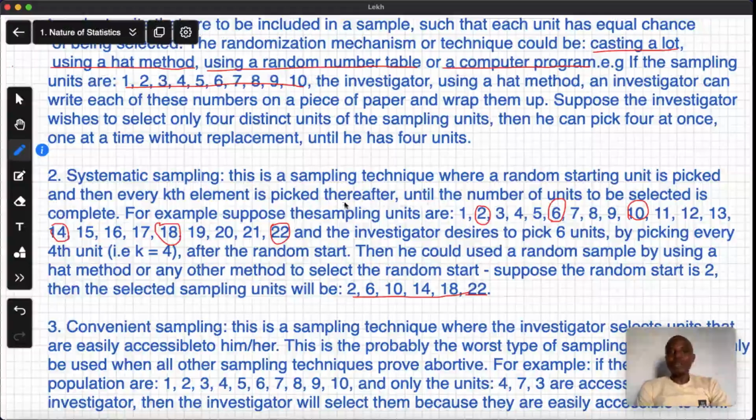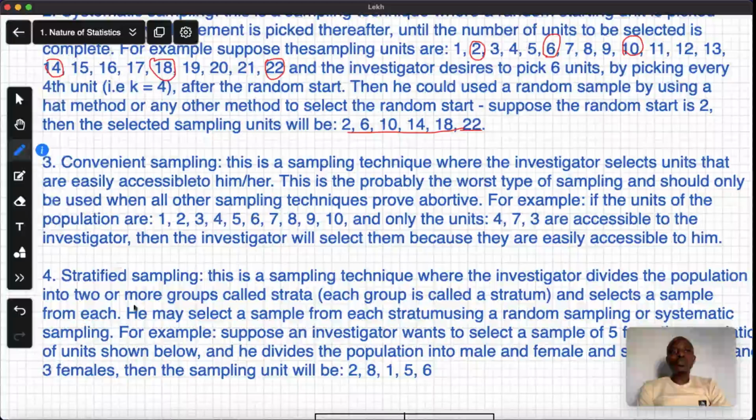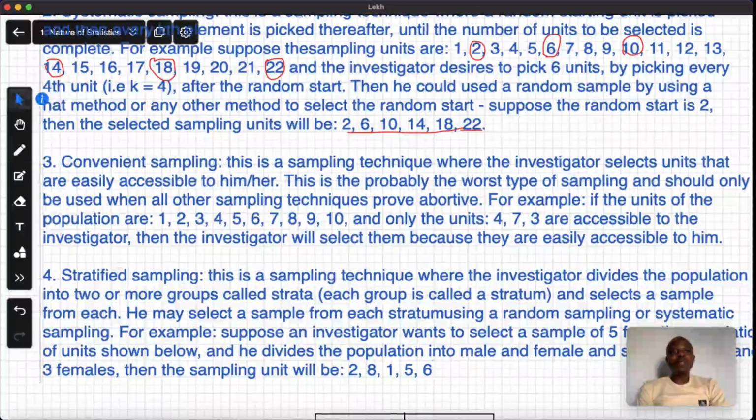You've assigned a number to them. That's what I mean. So here you have just 10 units in the population, while here you have 22 units. All right, so the next one is convenient sampling. Convenient sampling says, okay, you just select units that are easy for you to access. Don't select all the units, but the units that are easy for you to access, select them.